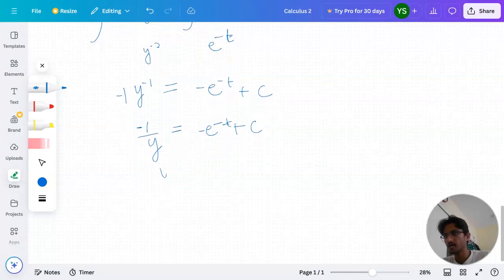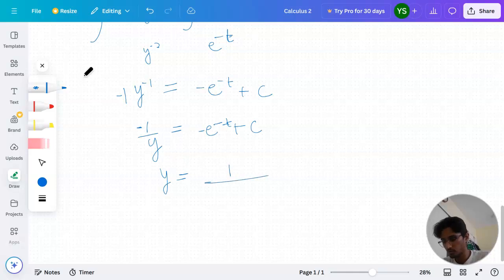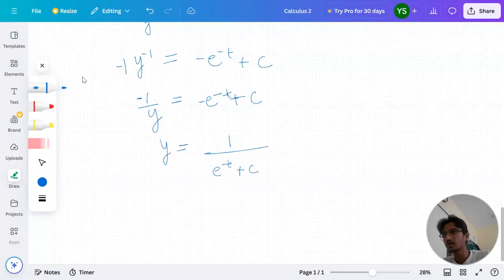Y is going to be equal to 1 over, so we do the reciprocal. The negative signs we can cancel out, and since this is just plus c, we don't have to worry about the plus sign. It's going to be 1 over e to the t plus c. Now this is our general solution.